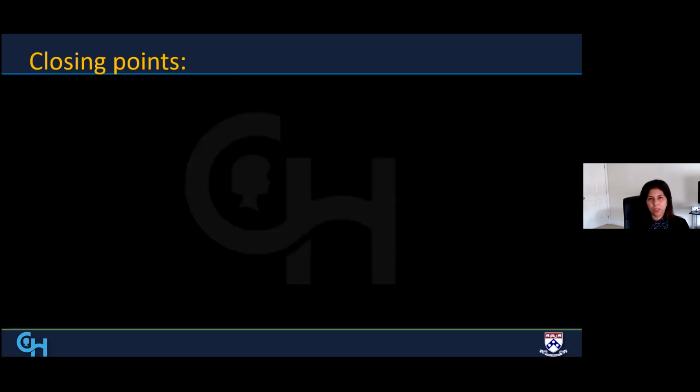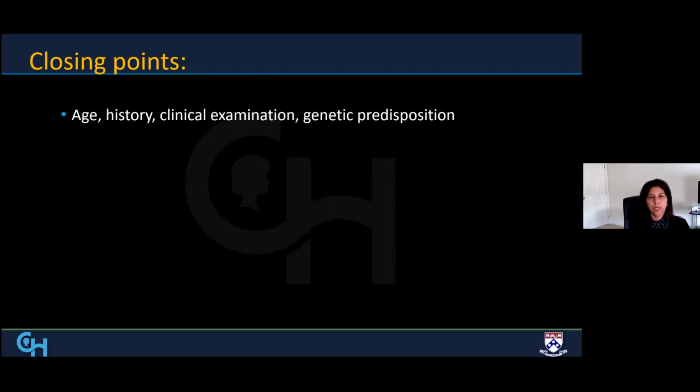So I think with that, I would just draw some closing points, which include that you can make a diagnosis of these lesions as closely as we can, depending on the age. History is very important. Whatever information you have from the clinical examination, take into account if there are any genetic predispositions. And multimodality imaging is the way to go, and they are usually complementary.